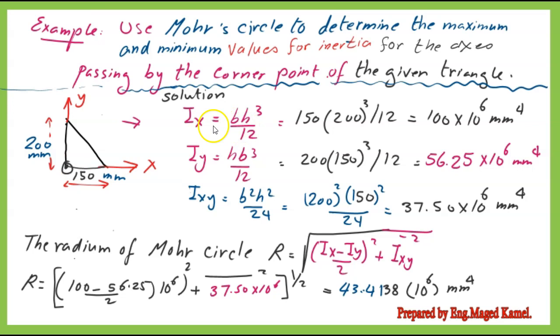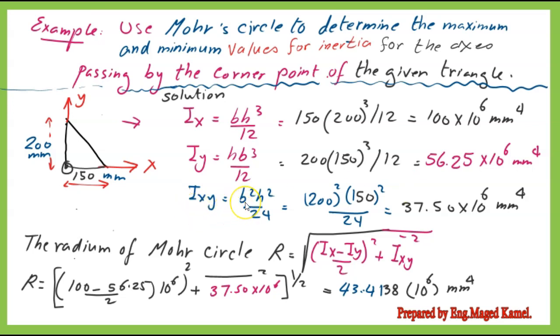Ix value equals BH cubed over 12 equals 150 multiplied by 200 raised to the power of 3 divided by 12 equals 100 by 10 to the 6 mm to the 4. Iy value equals H by B raised to the power of 3 divided by 12 equals 200 by 150 raised to the power of 3 divided by 12 equals 56.25 by 10 to the 6 mm to the 4.